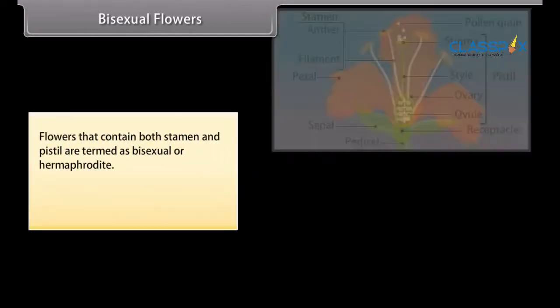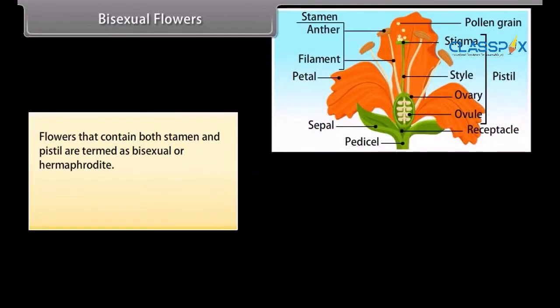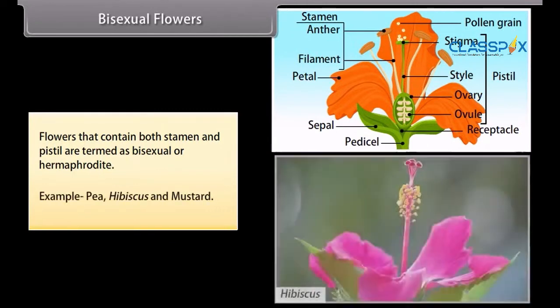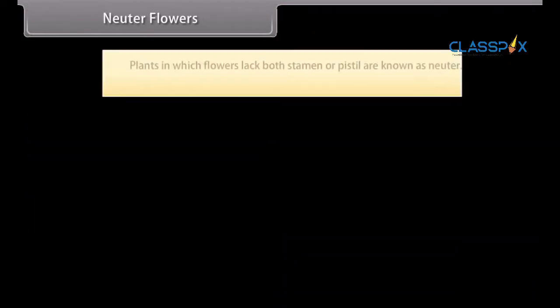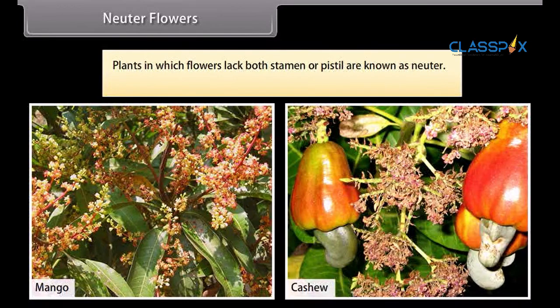Bisexual flowers. Flowers that contain both stamen and pistil are termed as bisexual or hermaphrodite. Example: pea, hibiscus and mustard. Neuter flowers. Plants in which flowers lack both stamen and pistil are known as neuter. Example: mango, cashew.